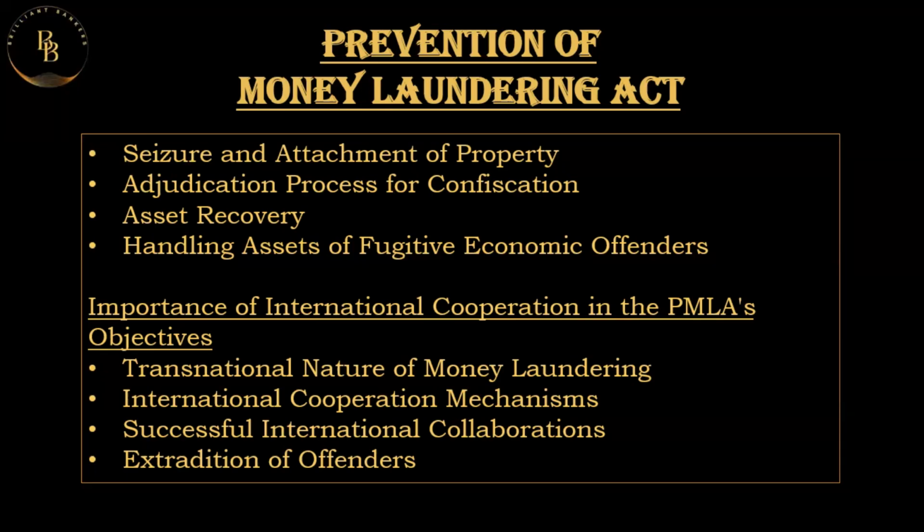What are the international cooperation mechanisms? The PMLA explicitly provides for cross-border cooperation with foreign governments and international organizations to facilitate the tracking and confiscation of assets that may have been moved outside of India. So these cooperation mechanisms include Mutual Legal Assistance Treaties, the MLATs. India has signed the MLATs with several countries to facilitate legal cooperation in criminal matters, including money laundering cases. These treaties allow countries to exchange information, conduct joint investigations, and assist in freezing the assets located in foreign jurisdictions.